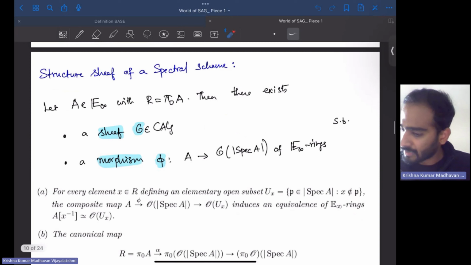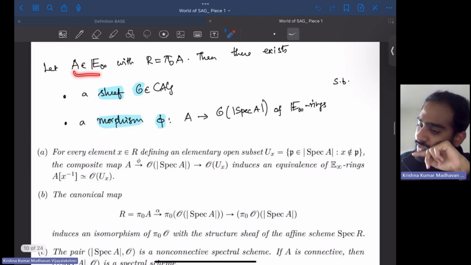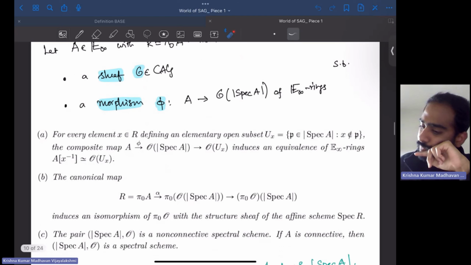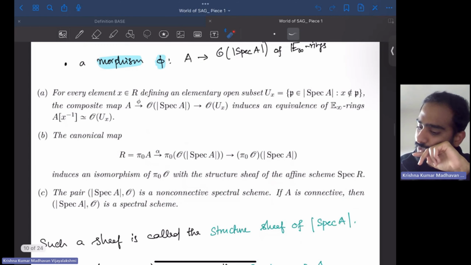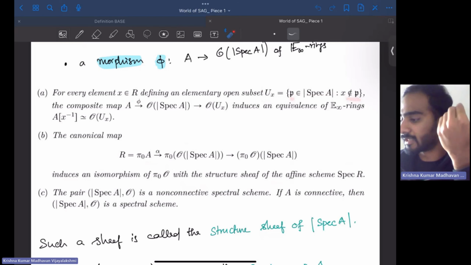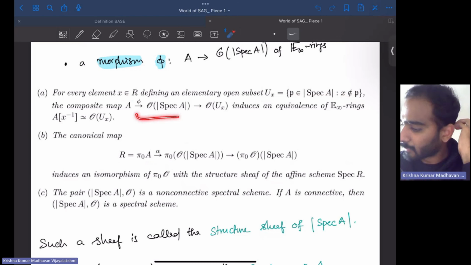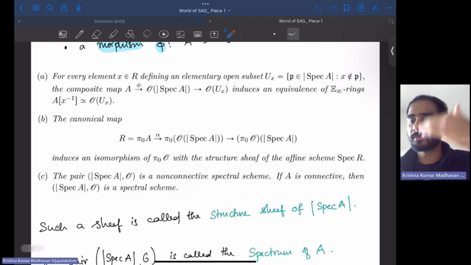Right. And now we can define what a structure sheaf is using this data of localization. So if you have an E-infinity ring with an underlying ring R, and also this data of a sheaf and a morphism of sheaves, then we say that a sheaf is a structure sheaf if it obeys these three properties. So for example, for every element X, there should be this principal open subset in this theory, which is all those primes that do not contain this element. So, for example, the composite will induce an equivalence of E-infinity rings. And then one also needs this canonical map to induce an isomorphism on the underlying ring structure.